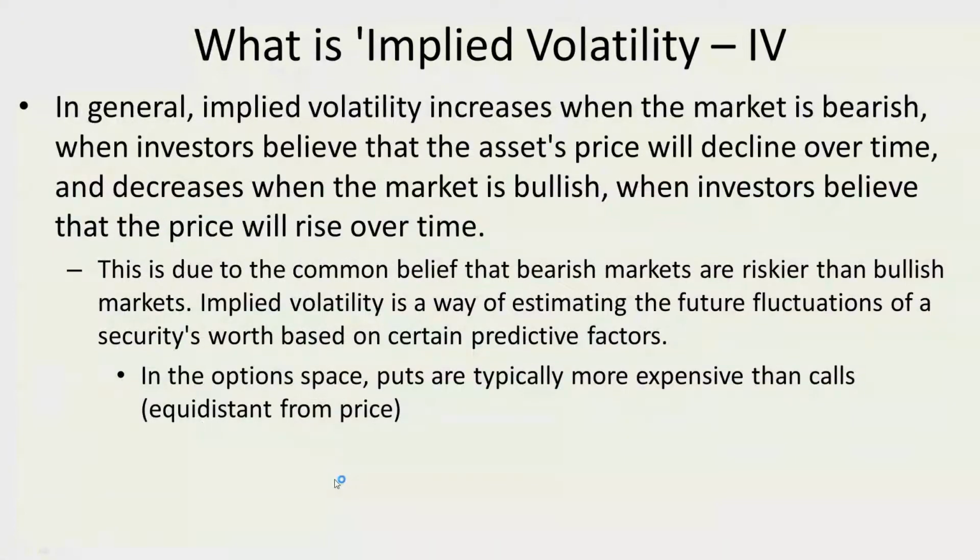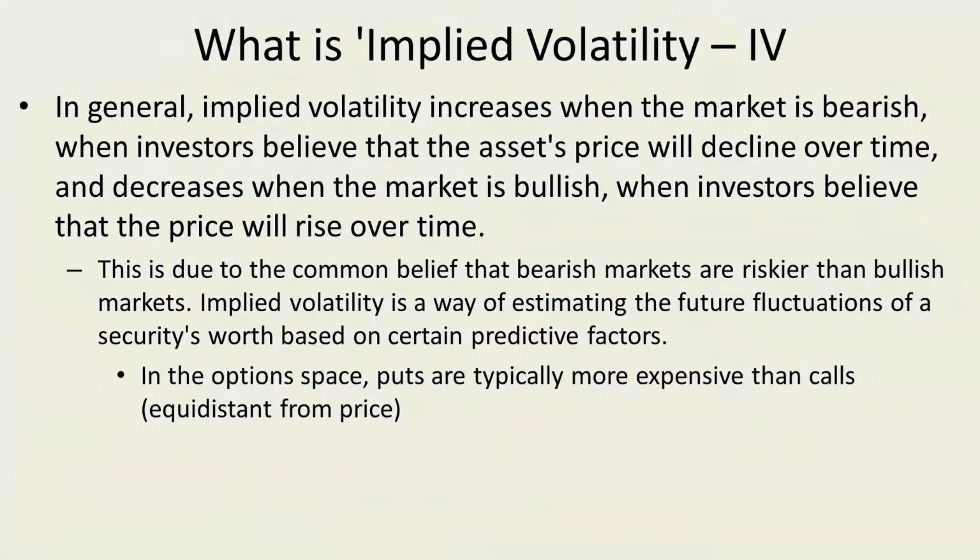If you have any questions, like I said, we'll cover those at the end. So what is implied volatility? In general, implied volatility increases when the market's bearish. I think you guys all know that. Investors believe that the asset's price will decline over time. And it decreases when the market goes up. We see that all the time. There are a few counter examples, but for the most part, when the market goes up, volatility goes down and vice versa. This is really due to the belief that bearish markets are much riskier than bullish markets.